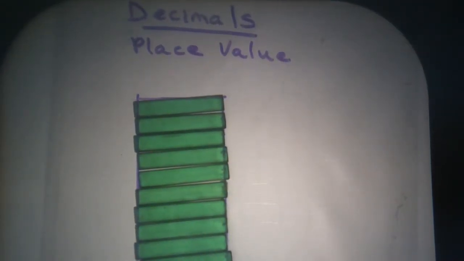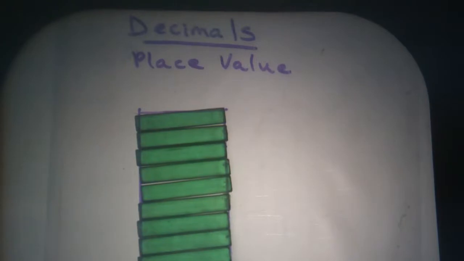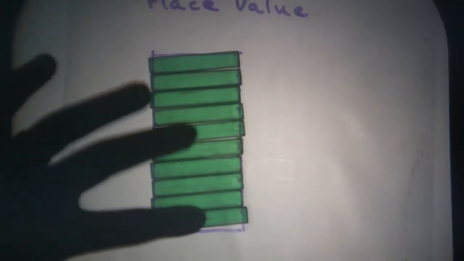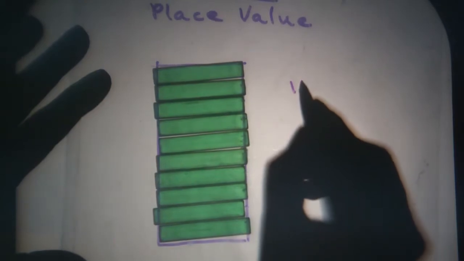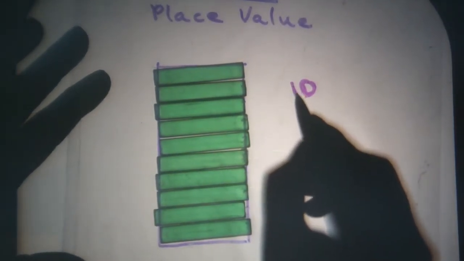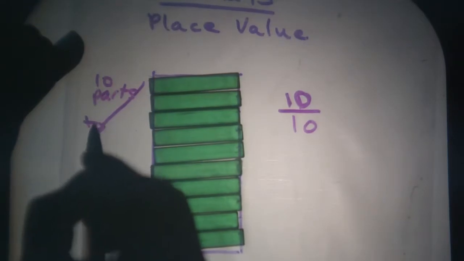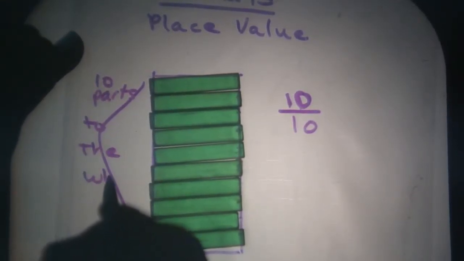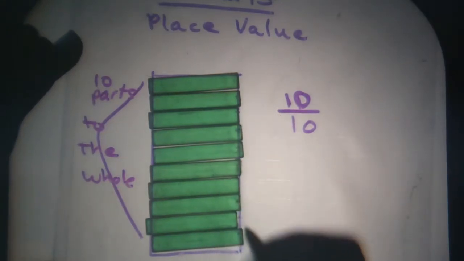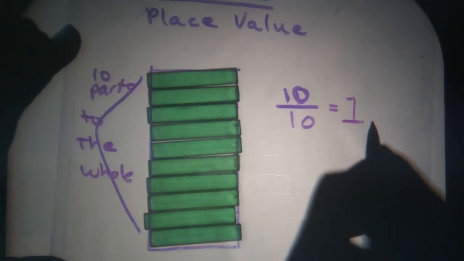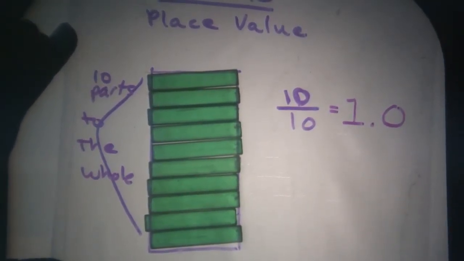Alright, we're going to review some of the things that we went over at the beginning of the year, but add on to it. So let's do a review of our decimals and place value. So we have 10 sticks here. So 10 over 10. There are 10 parts to the whole, because I have 10 pieces and one whole bar. So 10 over 10, we know that equals 1.0 or 1 whole.